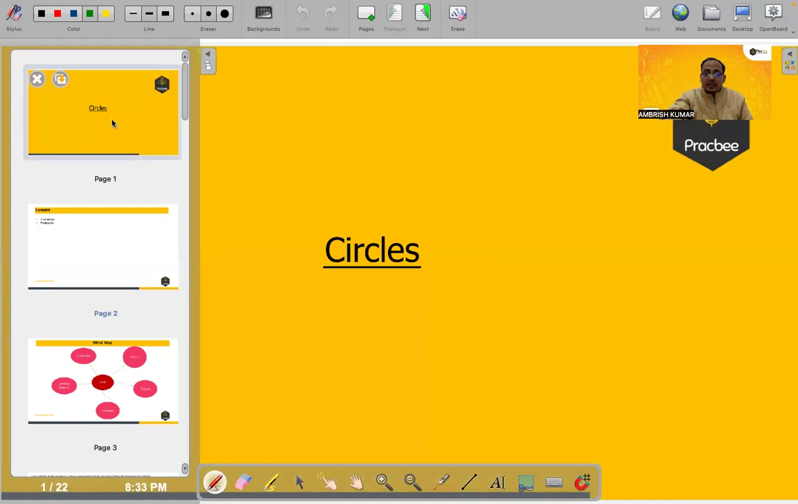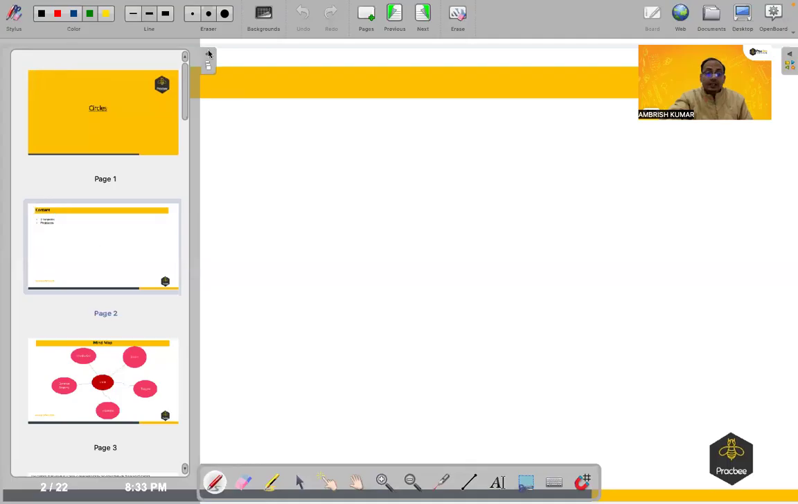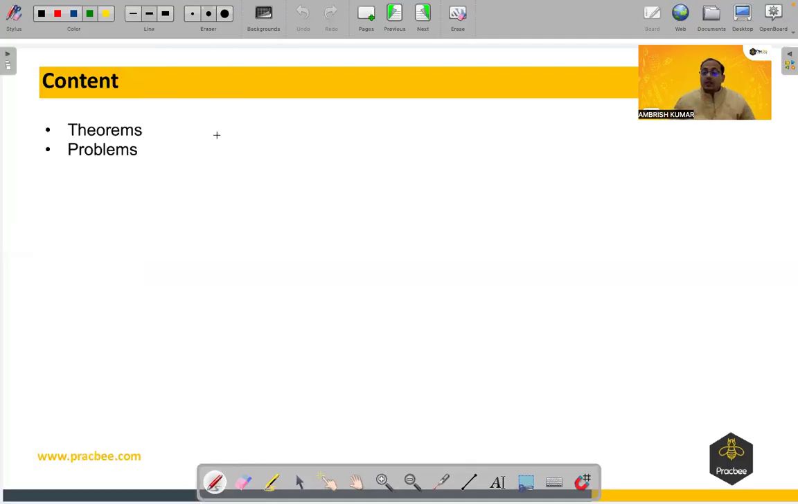So the topic circle, it's an important topic for the board exams. And if we try to know about the weightage of this particular topic, overall you are going to have 7 marks from this particular topic, right? Obviously you will be having the 1 mark questions from this, like objective questions, right? And obviously you can have long questions from this particular topic.